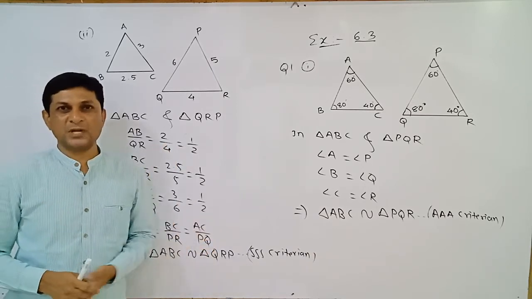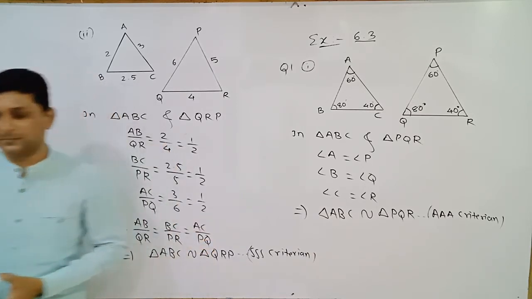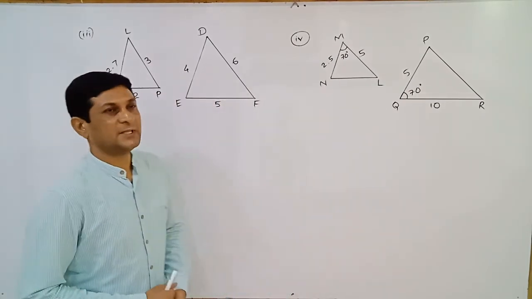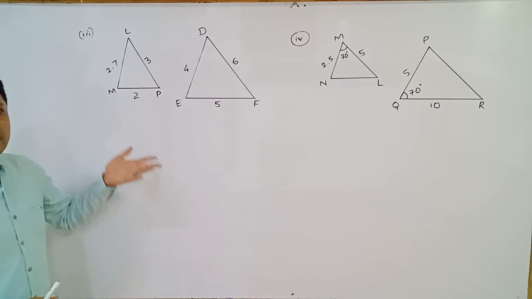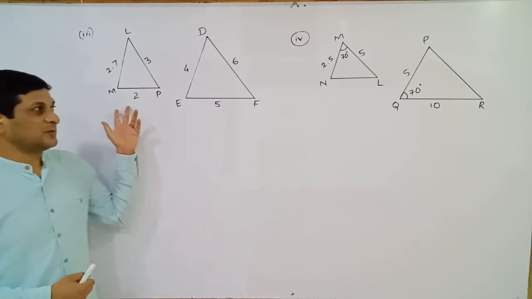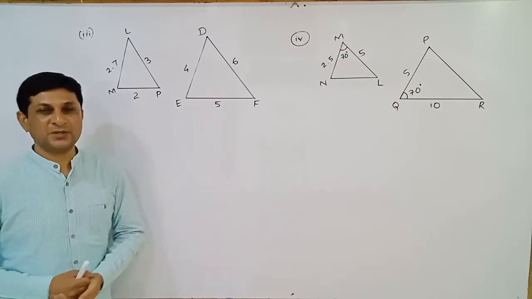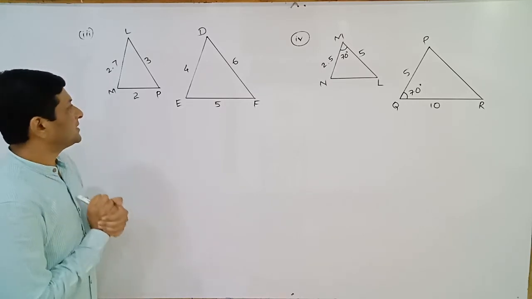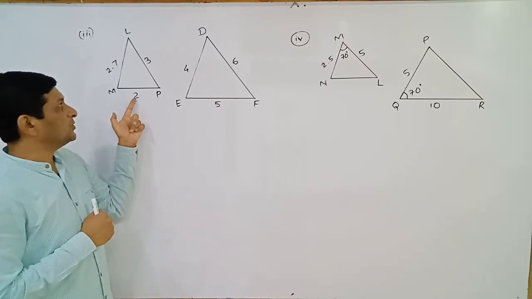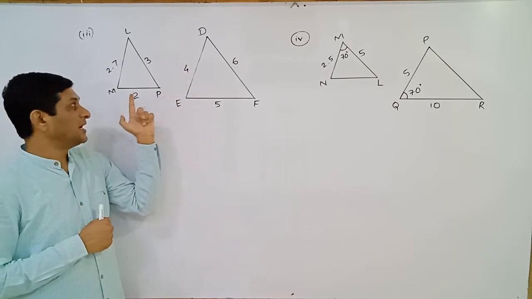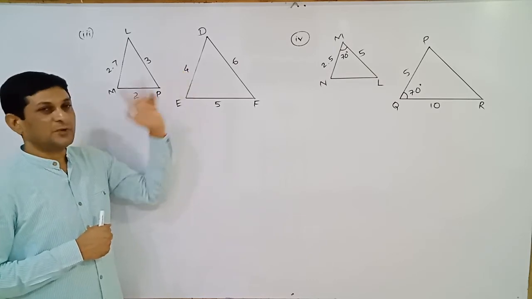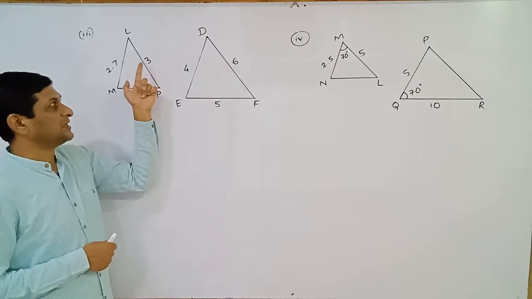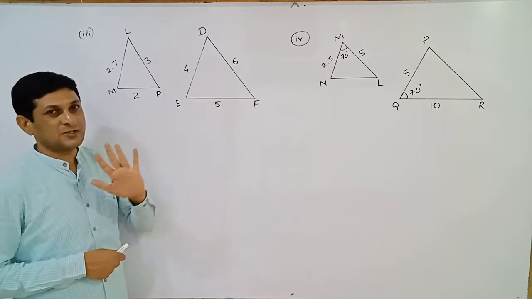Using the same method we are solving the remaining examples. So let us try to solve the next question. Question number 3. In this case also, a pair of triangles is given to us, so let us check whether this pair of triangles is similar or not. Here the smallest side is 2 and here the smallest side is 4. The ratio of 2 and 4 is 1 by 2. Here the greatest side is 6 and here the greatest side is 3, and the ratio of 3 and 6 is also 1 by 2.